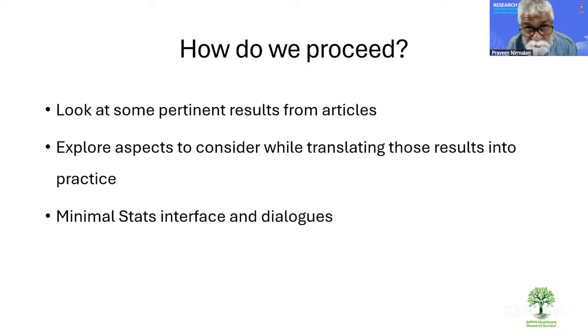How will we proceed in this series? We look at some pertinent results from articles, explore aspects to consider while translating those results into practice. We won't go too much into the statistical jargon or the statistical conversations or dialogues. That's not the primary purpose of this series. So we will be seeing how we interpret what is written in the article. Some of the findings we'll take and look at how we interpret that. We'll try to build a thinking process around it. And then how do you take that into your clinical practice?